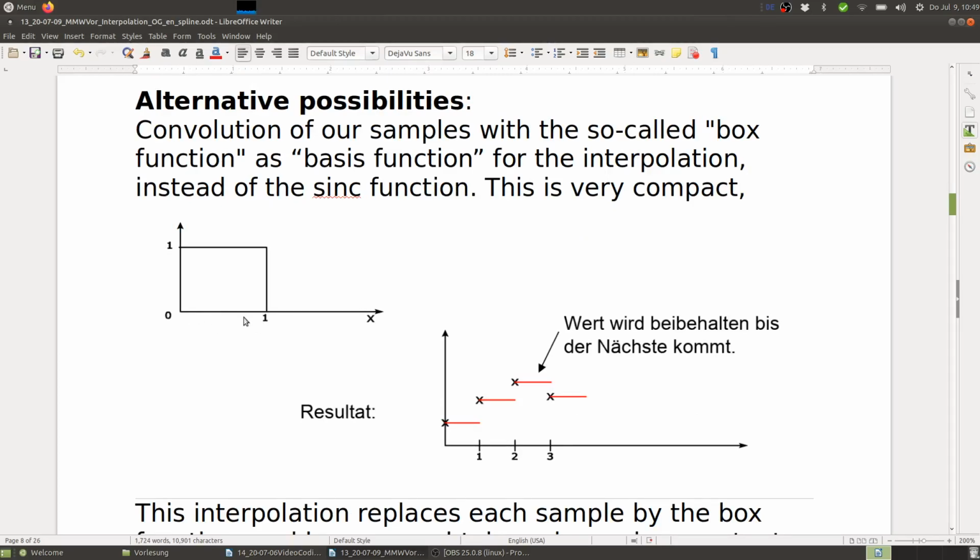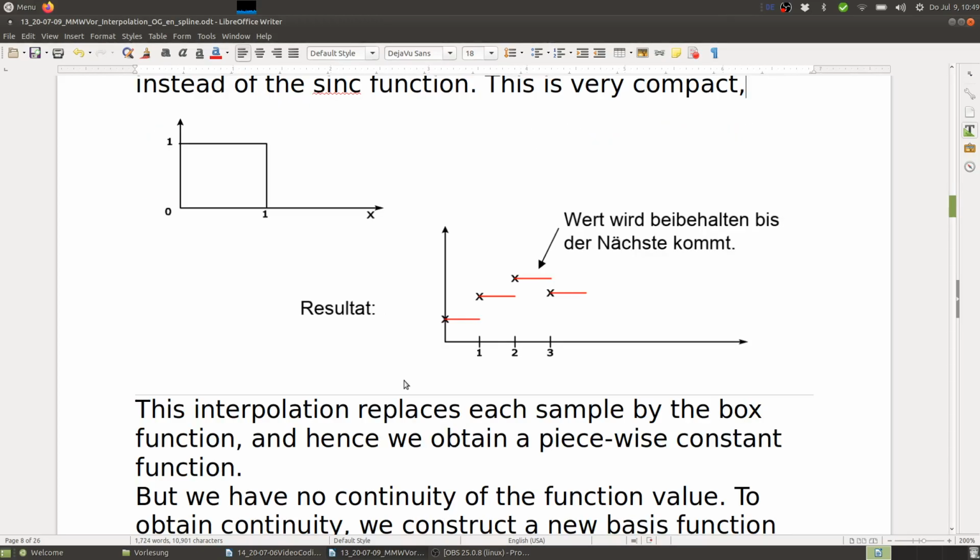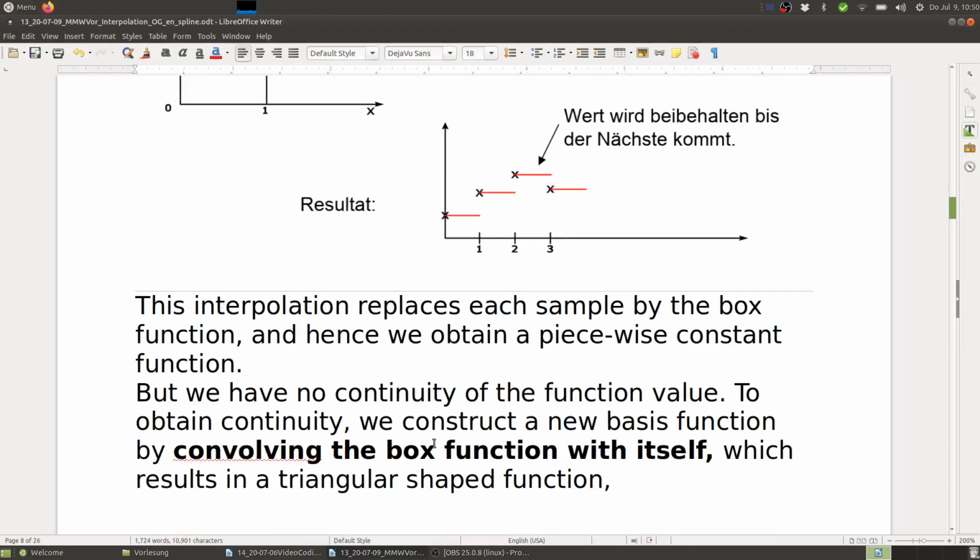So if we then use this to interpolate and replace every sample by this function, we get a box function in place of every sample. And as a result, we get a step-like function, kind of like a sample and hold. Which is easy to do, but it's not continuous because you have jumps here, right? The function is not continuous. So that's not good. This interpolation replaces every sample by the box function, and hence we obtain a piecewise constant function. But we have no continuity of the function value.